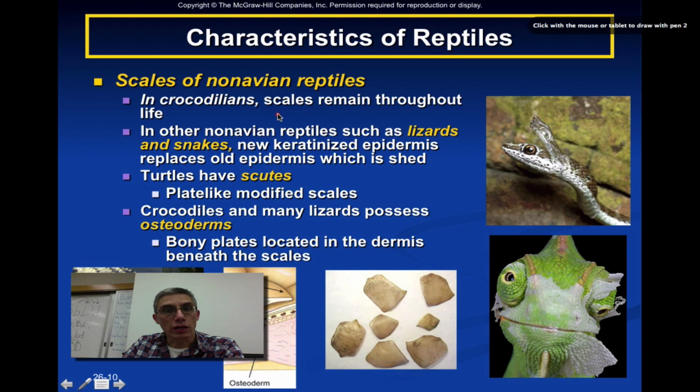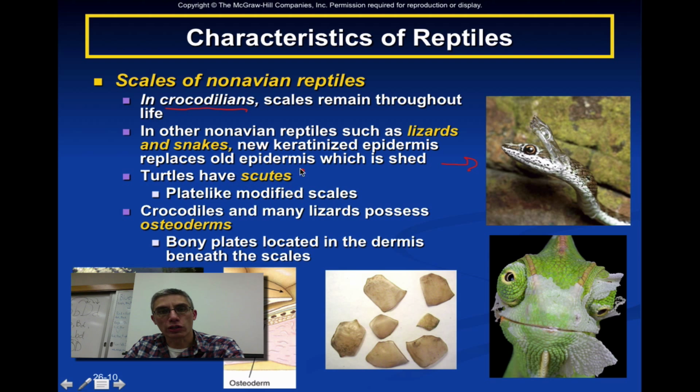Now, the scales of non-avian reptiles are definitely going to be a little bit different depending on the type of reptile that you're looking at. If you look at a crocodile, the scales themselves will actually remain throughout life. So in this case, you're not going to have a group of animals that will actually shed its skin or shed those scales. In other reptiles, such as lizards and snakes, you're going to get the production of a new keratinized epidermis, and that epidermis is going to basically replace the old epidermis, which will be shed, very similar to what you see over here on the right with this snake.